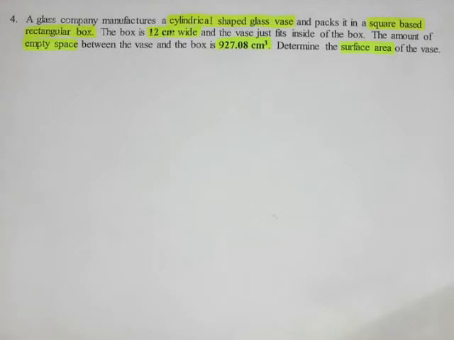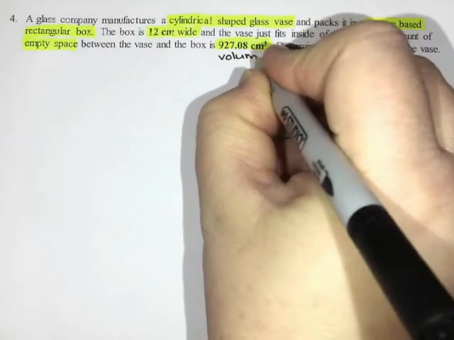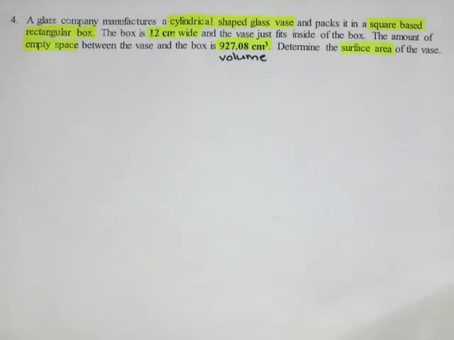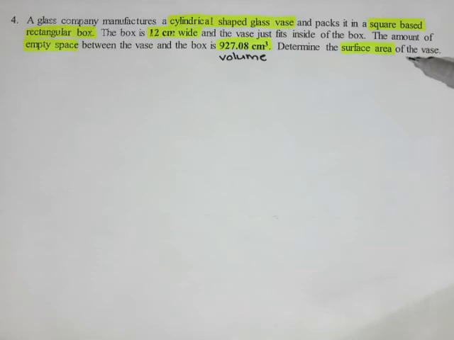So when I look at this question, there's a couple of things that jump out at me. Number one, this has centimeters cubed, which means this is a volume. It is the amount of empty space. Anytime we talk about space inside a shape, that's volume. But it's asking me to find surface area. So it's giving me volume, but it wants me to find surface area. So we're going to have to try to puzzle that one out.